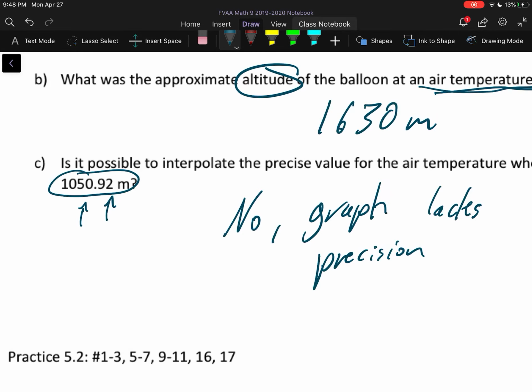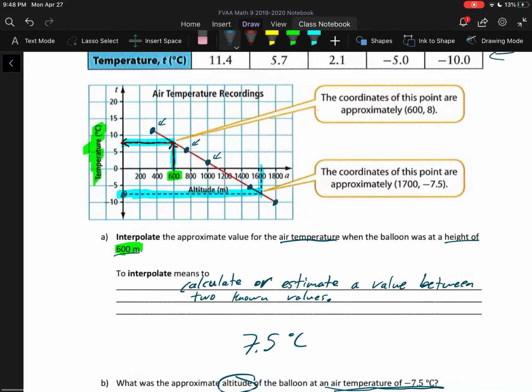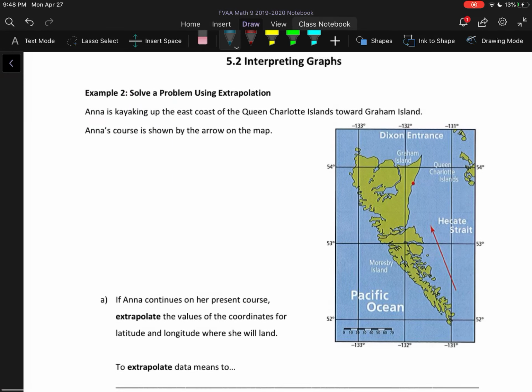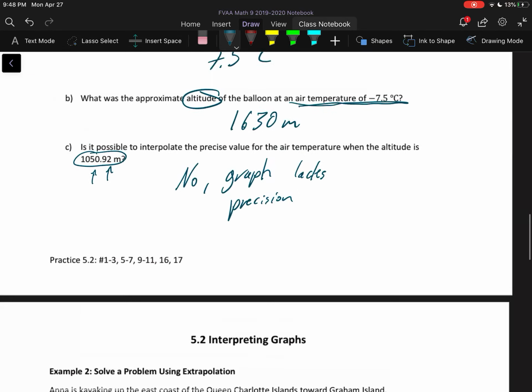But I can get a nice estimate, which is most of the time what we're looking at when we're looking at graphs. It's all about those estimation skills that we were talking about at the beginning of the year. So that's what we want to use. Okay, let's try another one here.